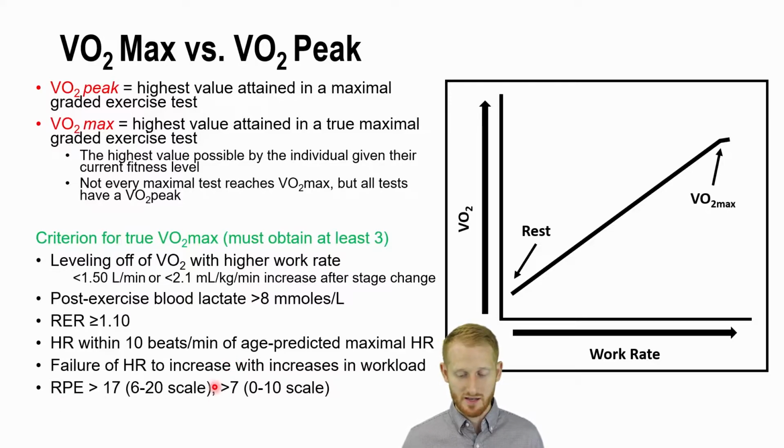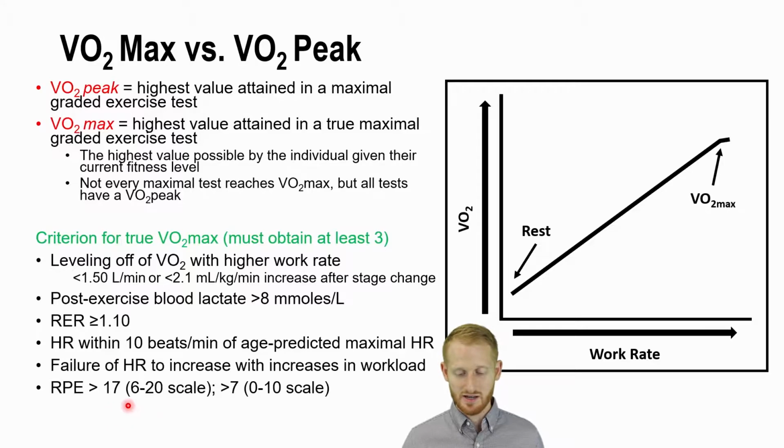Another heart rate based measurement here would be if the heart rate failed to increase with an increasing workload. So in other words, it plateaued, similar to what you're seeing here with VO2. So if we replace this VO2 with heart rate, it would have a similar response. It would have a nice linear response all the way up until you hit about your maximal ability, and then it would plateau off right before you had to stop. So if that happens with heart rate, that's another criterion.